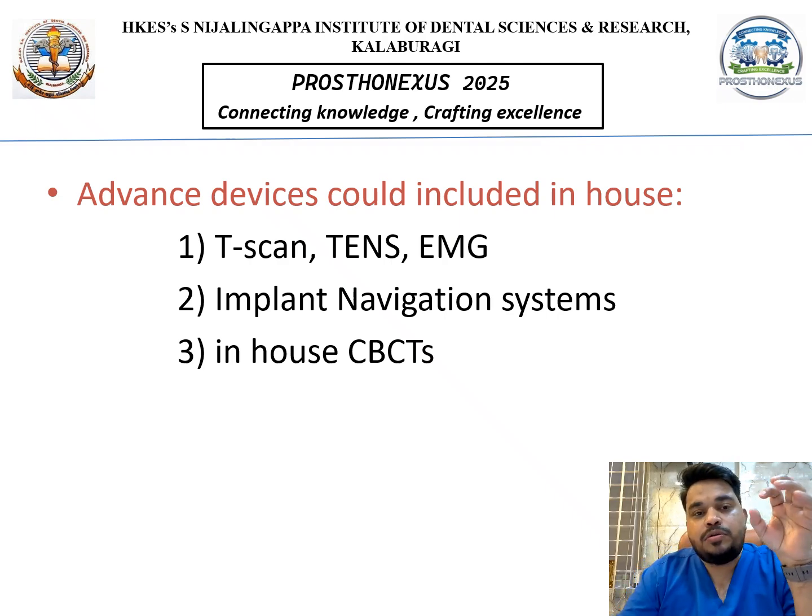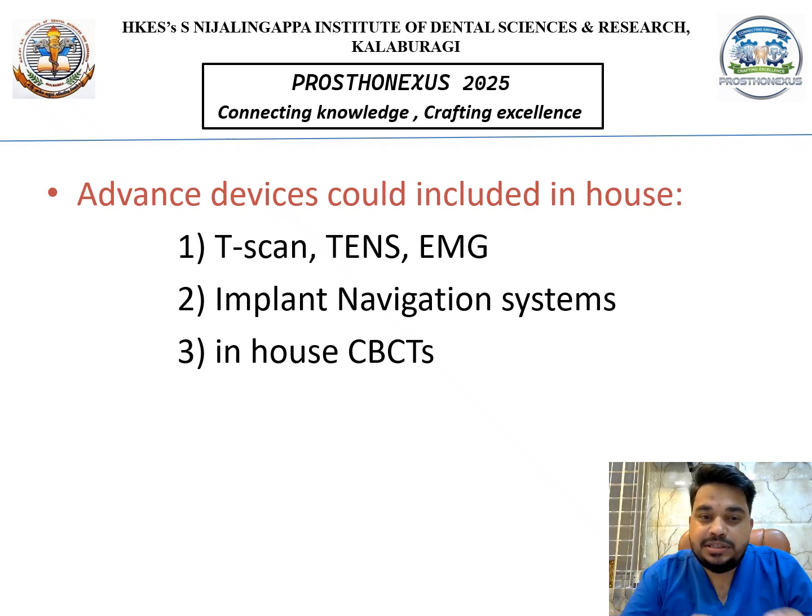Then when we talk about the advanced devices, these are very expensive devices that not everyone can afford, but they will make your clinic or practice more advanced. These would be your T-scan, TENS, and EMG. These three machines we usually use for occlusal corrections and the muscles, and they are more widely used in TMJ therapies, orofacial pain and craniomandibular dysfunctions.